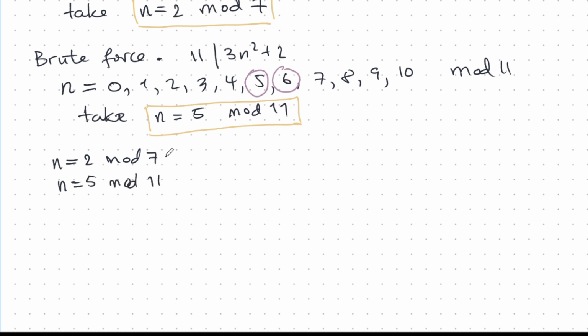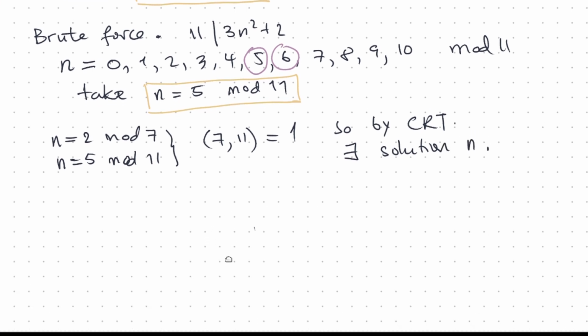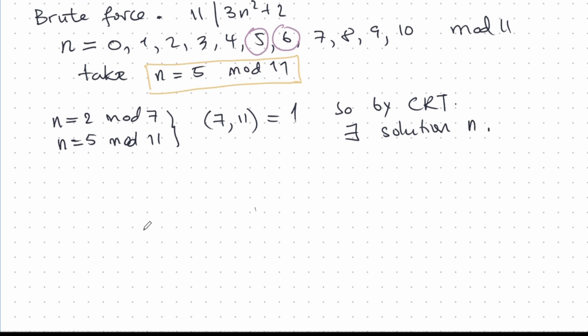Does the Chinese remainder theorem tell us the solution? Yes, it does, because 7 and 11 are co-prime. The GCD is 1. So by the Chinese remainder theorem, there exists a solution, and an infinite number of them, as we've seen, but they're all equivalent. Let's use the construction to find this solution.